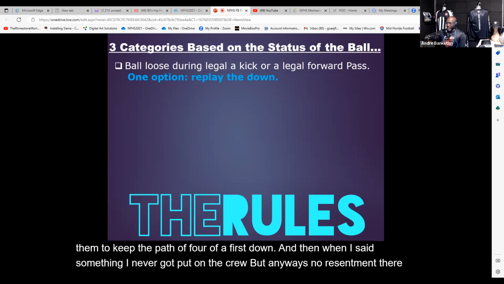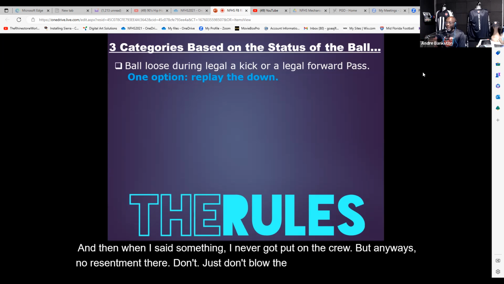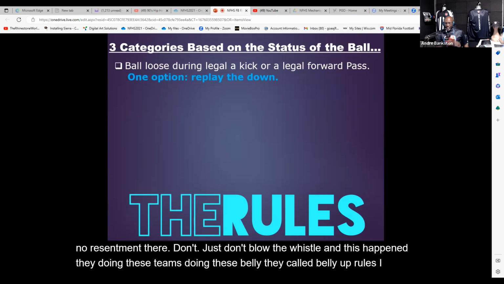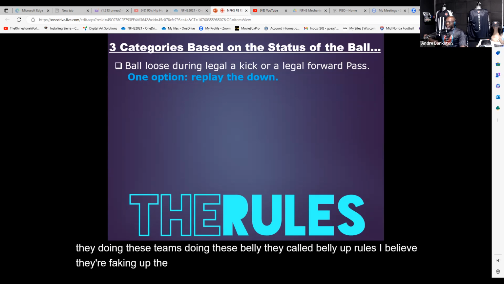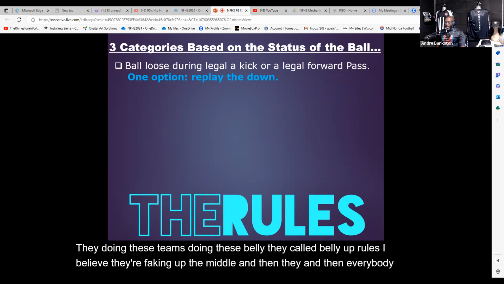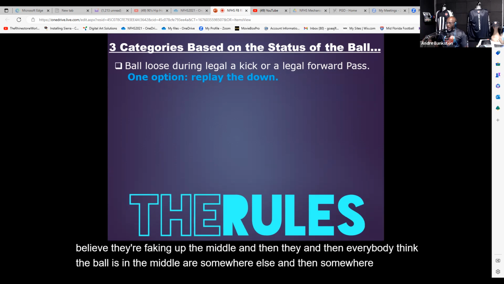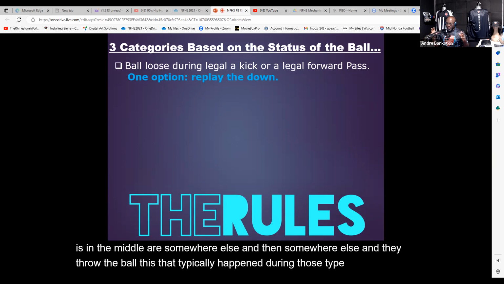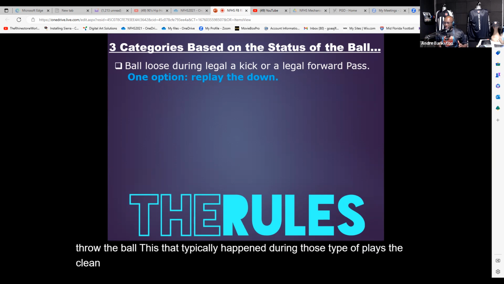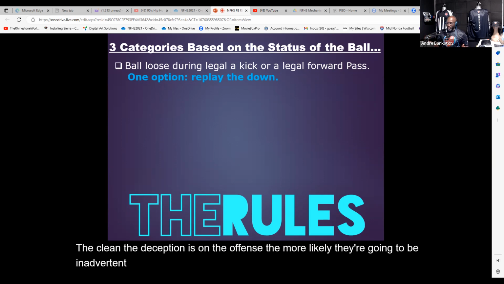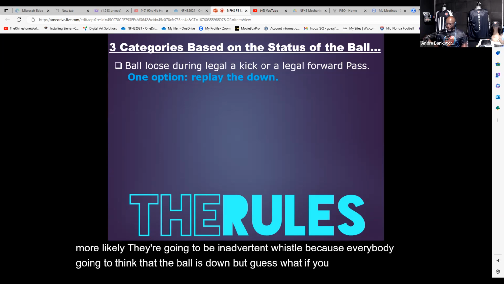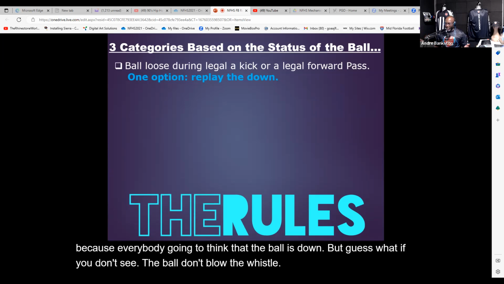Don't blow the whistle. And this happens when teams run what they call belly-up plays, I believe. They're faking it up the middle, and everybody thinks the ball is in the middle or somewhere else, and then it's somewhere else, and they throw the ball. That typically happens during those types of plays. The cleaner the deception is on the offense, the more likely there's going to be an inadvertent whistle, because everybody's going to think the ball is down. But guess what? If you don't see the ball, don't blow the whistle. Then you don't have to worry about it.